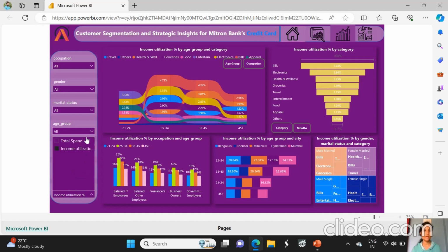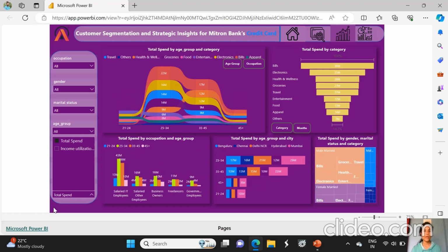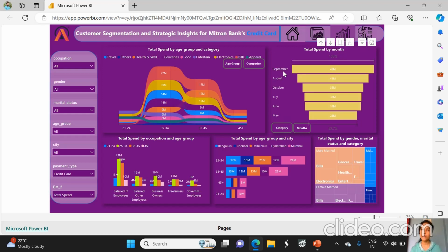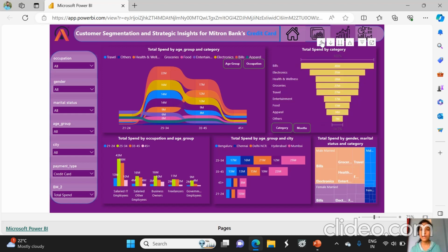Here you can switch to total spend. When I consider the total spend, you can see that the categories bills, electronics, and health and wellness are where they spend more, followed by grocery, travel, and entertainment. So here you can see in which category the spending is more. If I consider the month, the same answer comes: September, August and October spending is more compared to May and June. It is exactly the same as the income utilization percentage.